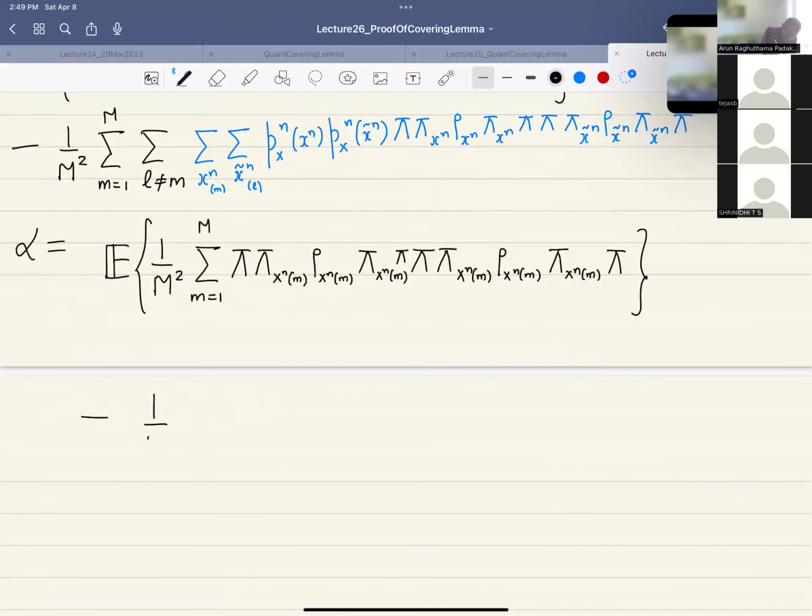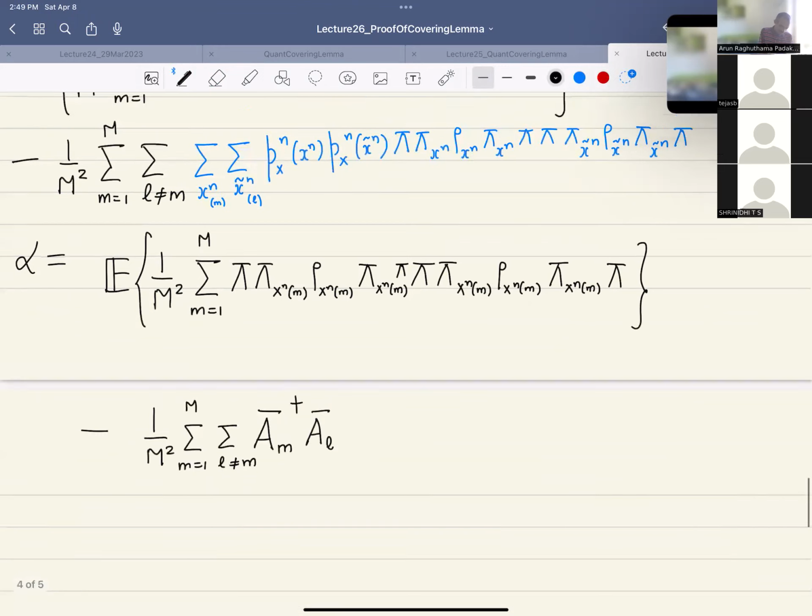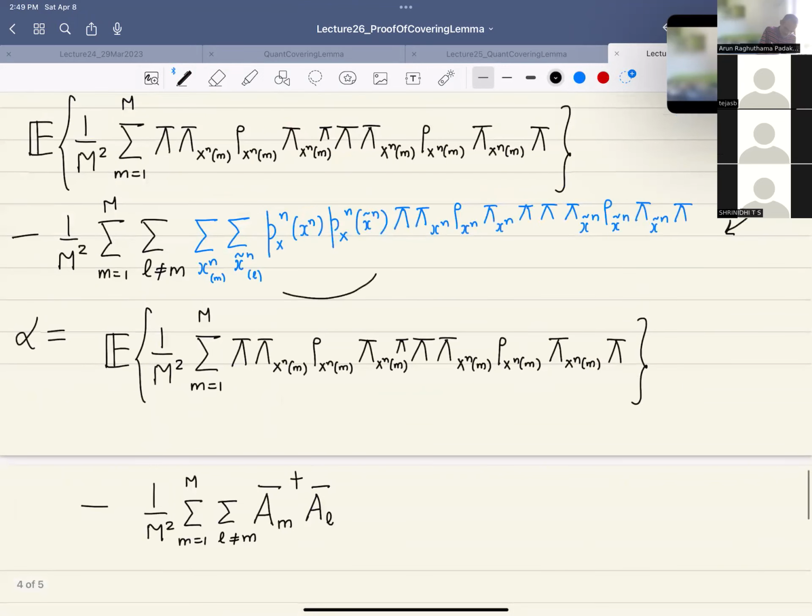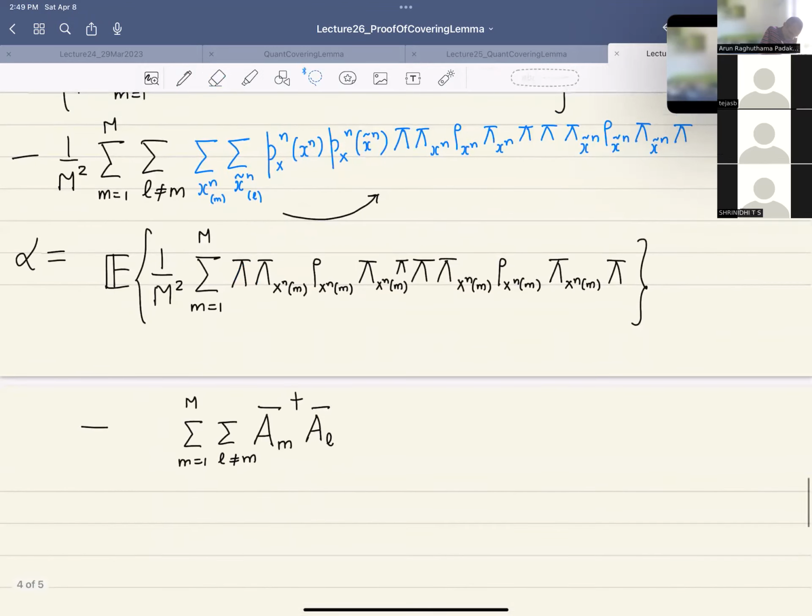It's 1 by M squared, sum over m equal to 1 through capital M, l not equal to m. I claim it is A_m bar, A_l bar, dagger, maybe with a dagger the first time. That's all that is, right? Because I can really split this x tilde n on this side and x tilde n on that side. And really, I should not put the 1 by M squared. Let me actually explicitly show it.